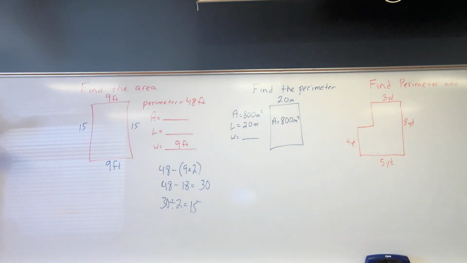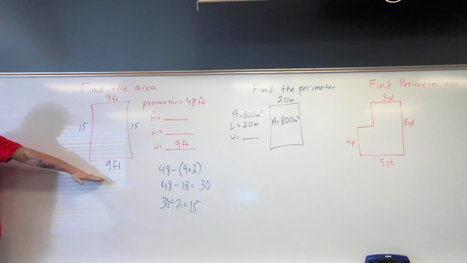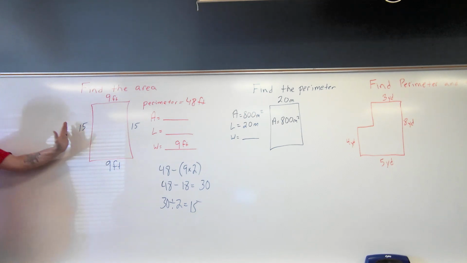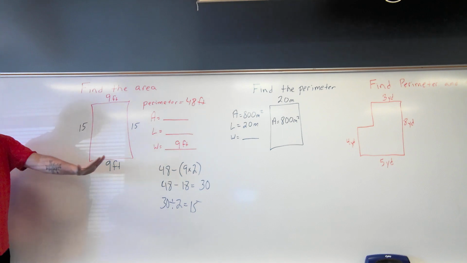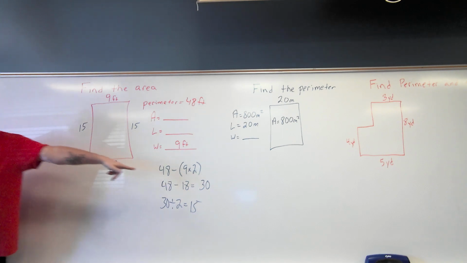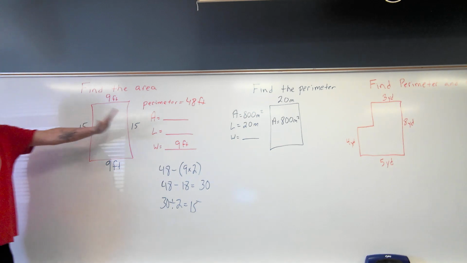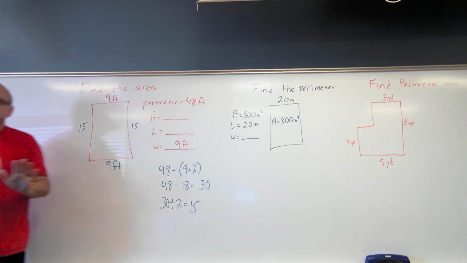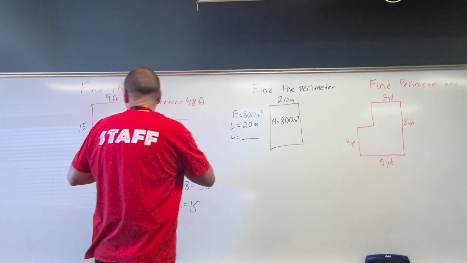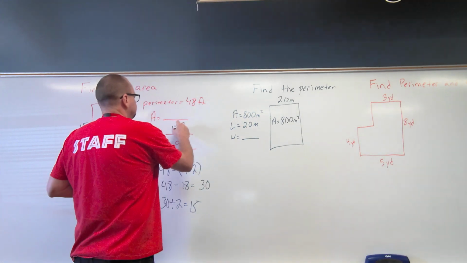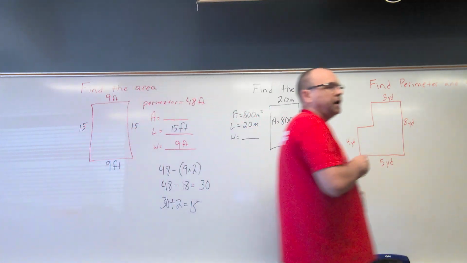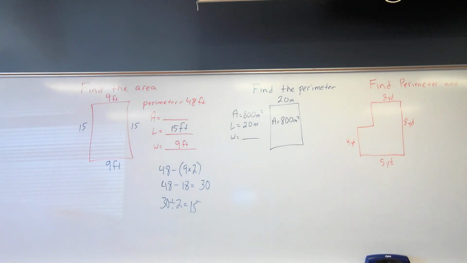I took what I knew. I knew these two sides totaled up to 18. So the other two sides needed to add up to whatever the difference was. The difference is 30. And since it's a rectangle, the opposite sides are equivalent. So I know my length is 15 feet. And now that I know my length is 15 feet, in a moment I can call on somebody to tell me my area.